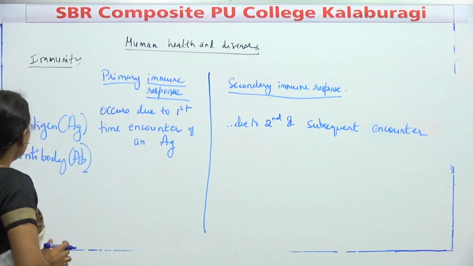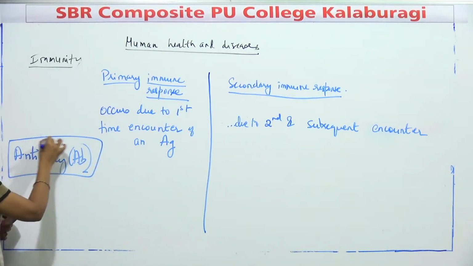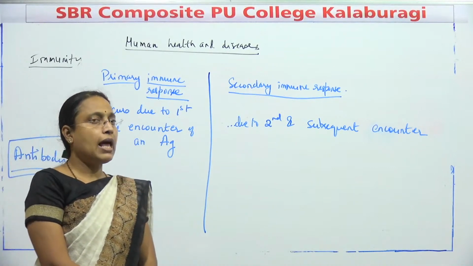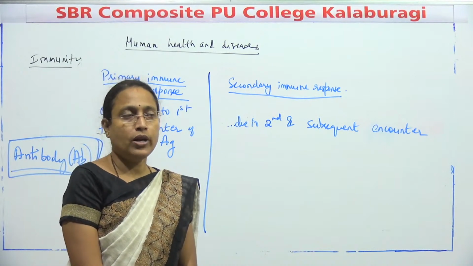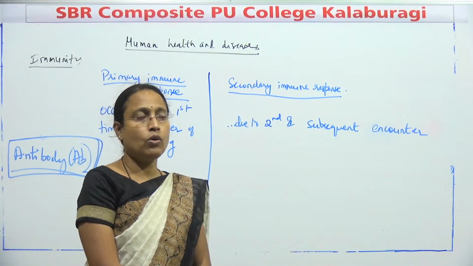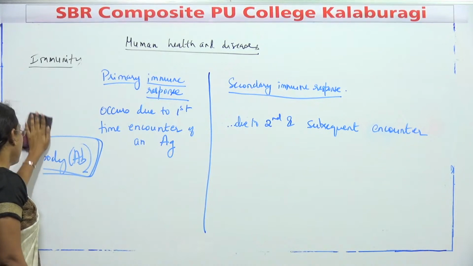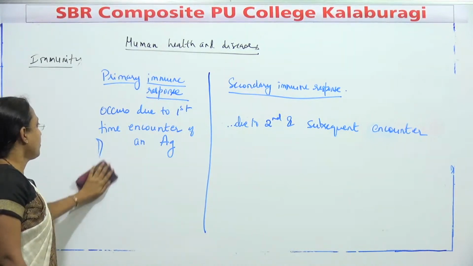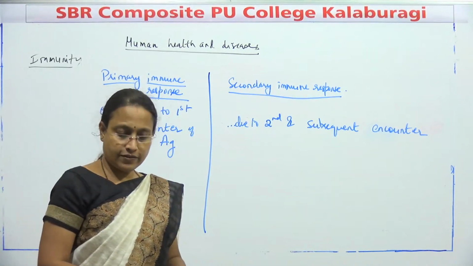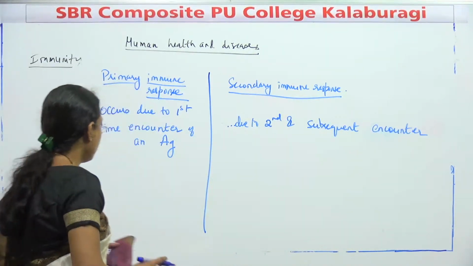So how does it respond? It responds by producing Y-shaped protein molecules called antibodies in response to entry or encounter with the antigen. So this is antibody. This is the first difference between primary response and secondary response.